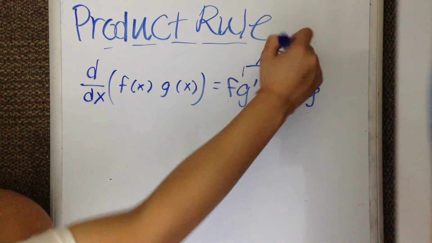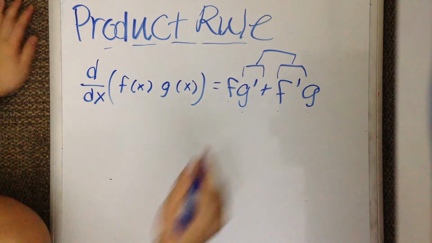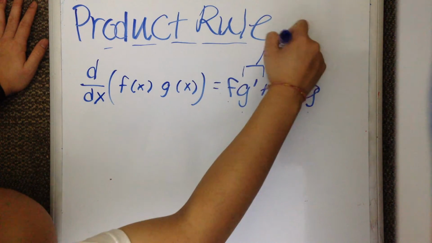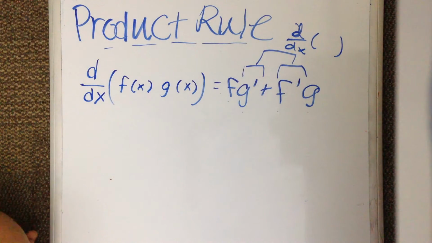Just a note, if you haven't seen this before, this is the prime notation of derivative. This is what you use when you have functions of only one variable. You assume that the prime means you're taking the derivative with respect to that variable. So this means d/dx of whatever function.